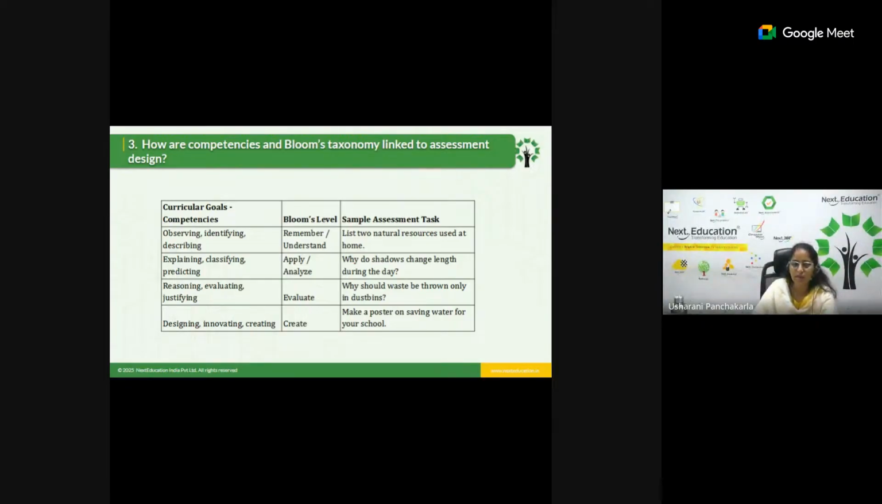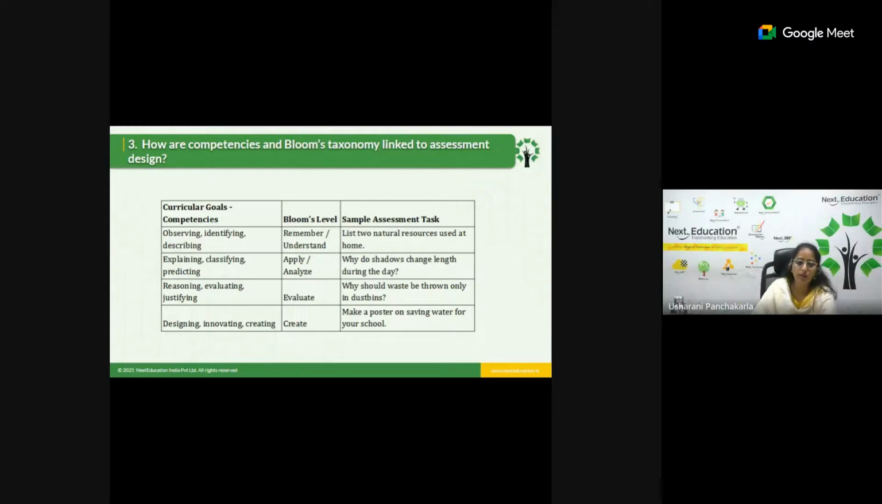And this is a sample question which you can make if you want to give an assessment question very much aligned to this competency and this level of Bloom's taxonomy. So list is mostly remembering. Now coming to explaining, classifying or predicting, this is where application or analysis comes into the picture. Why do shadows change? This is where the reasoning comes in. Why do shadows change length during the day?